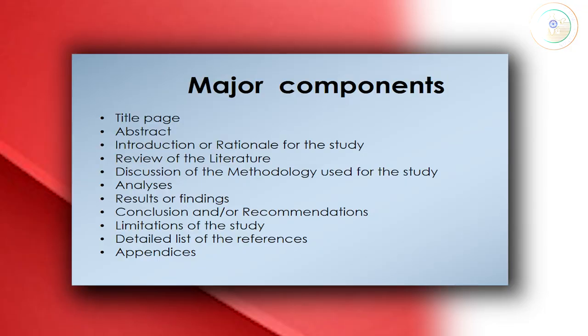Today we are going to discuss how to structure your research report. Although there are many ways to write the report, there are 7 to 10 components that are very popular and we will see what they are. The major components of the research report are title, abstract, introduction or rationale for the study, review of the literature, discussion of the methodology used for the study, analysis, results or findings, conclusion and/or recommendations, limitations of the study, a detailed list of the references, and appendices.